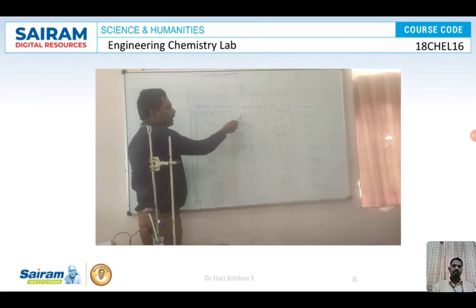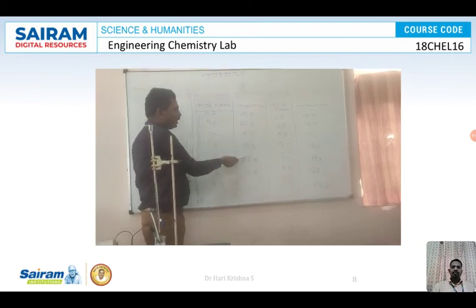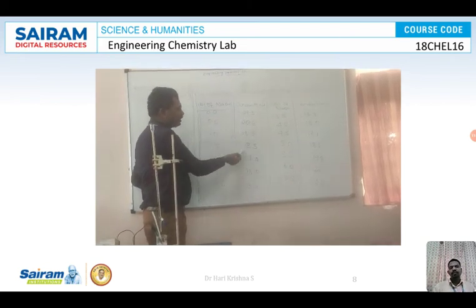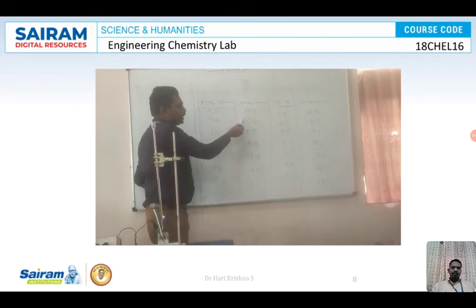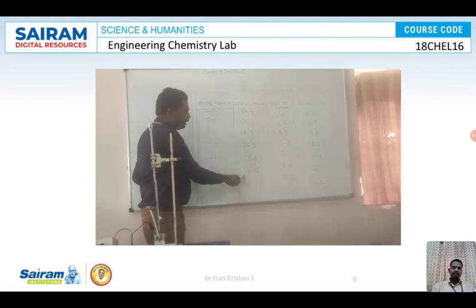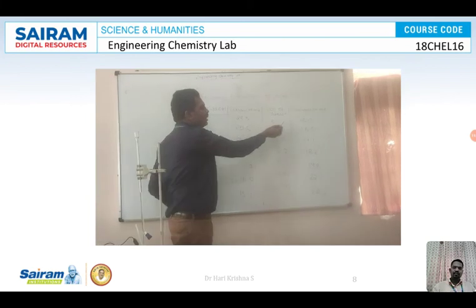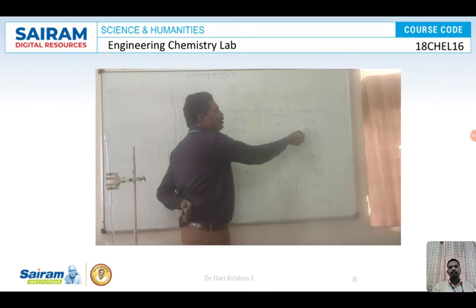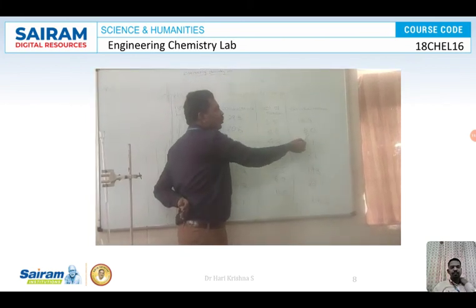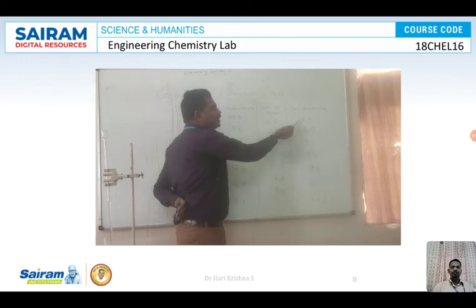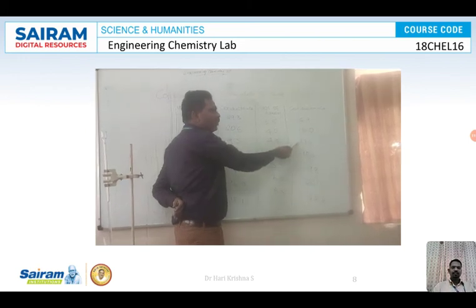You can see the conductance is decreasing slowly, so HCl is getting neutralized. Once HCl is neutralized, the conductance is decreasing. Later it starts increasing here. You can see it is increasing in increments of 1.0 per mole per centimeter. This is because acetic acid is getting neutralized.